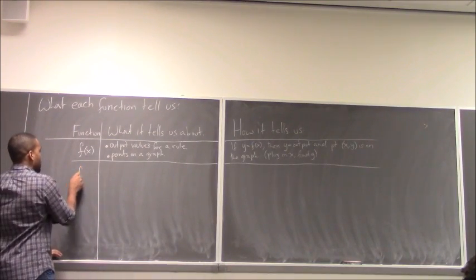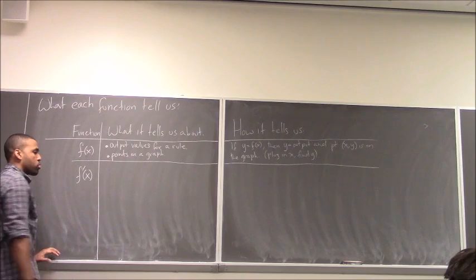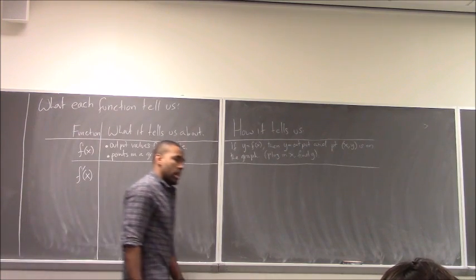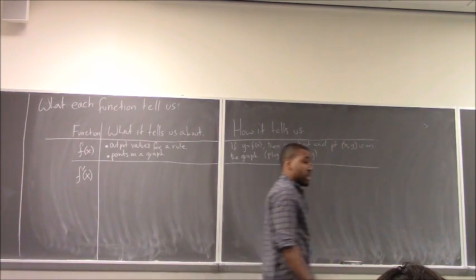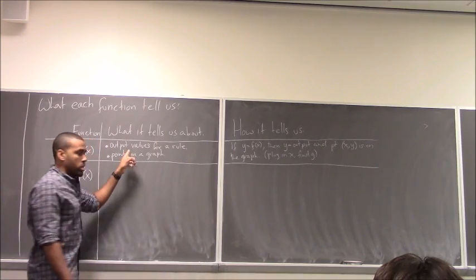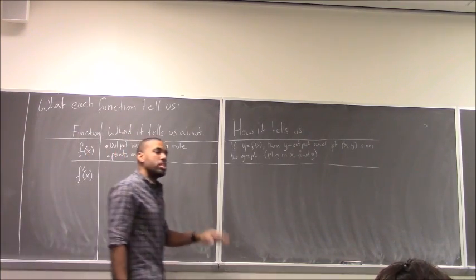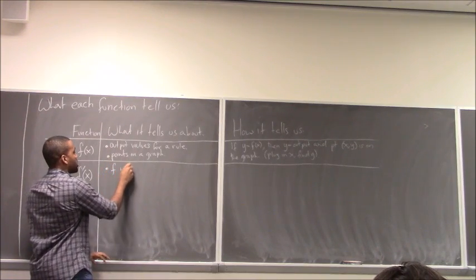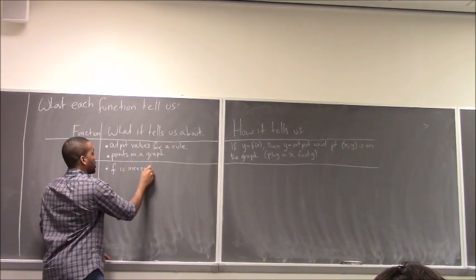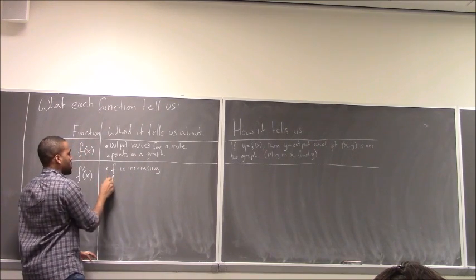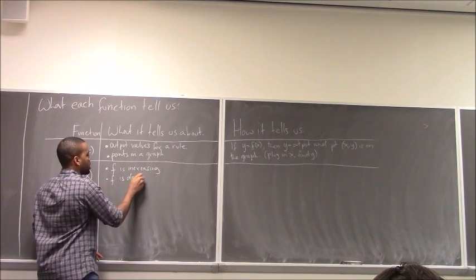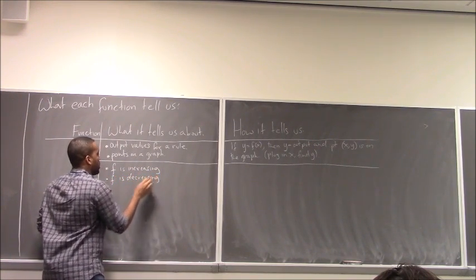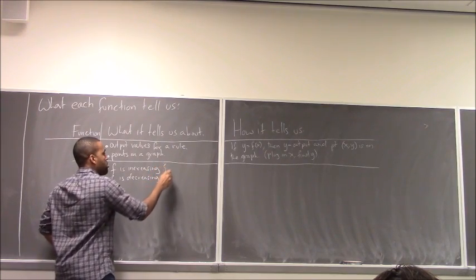Now we've learned a different kind of function called the derivative. This is f prime. And that function also gives us important information. But it does not tell us about points on a graph. It tells us about completely different things. For one, it can tell us if our function is increasing. It can tell us if our function is decreasing. And hence it can tell us about maximums and minimums.